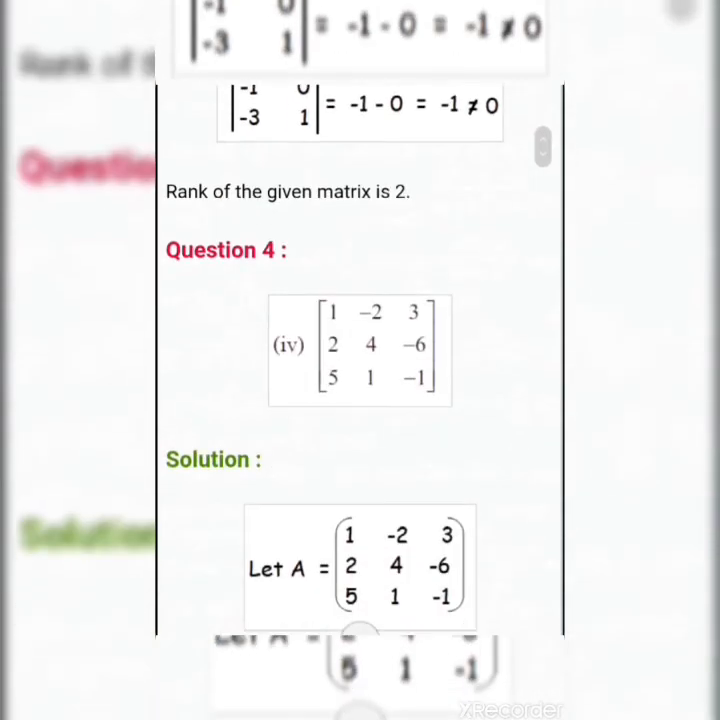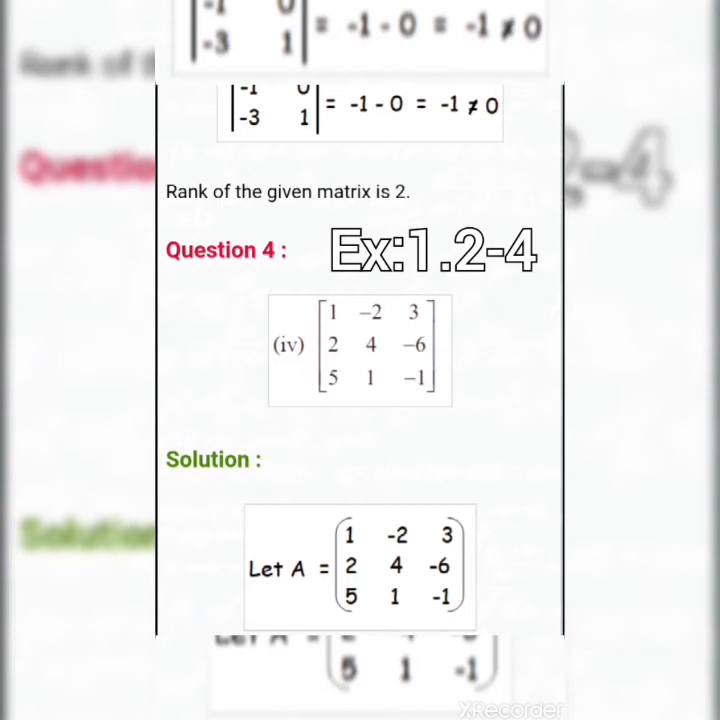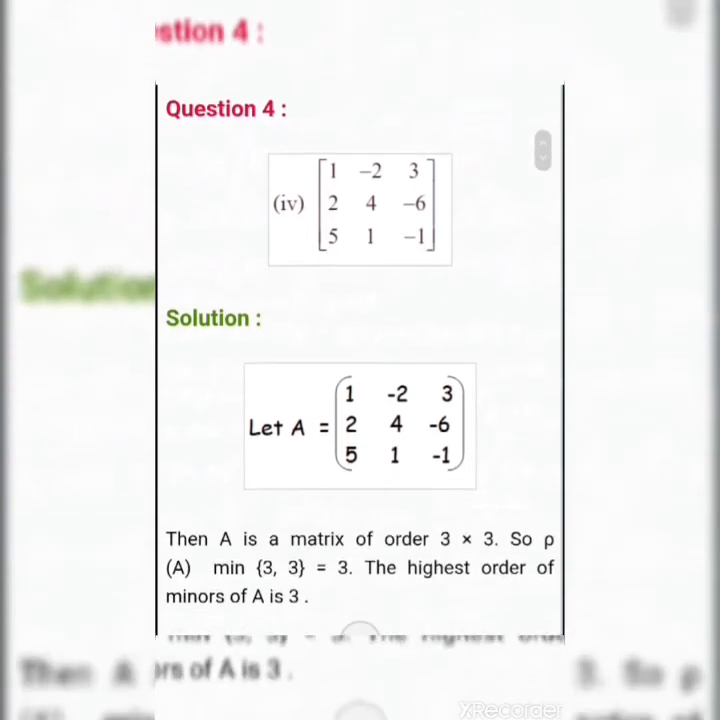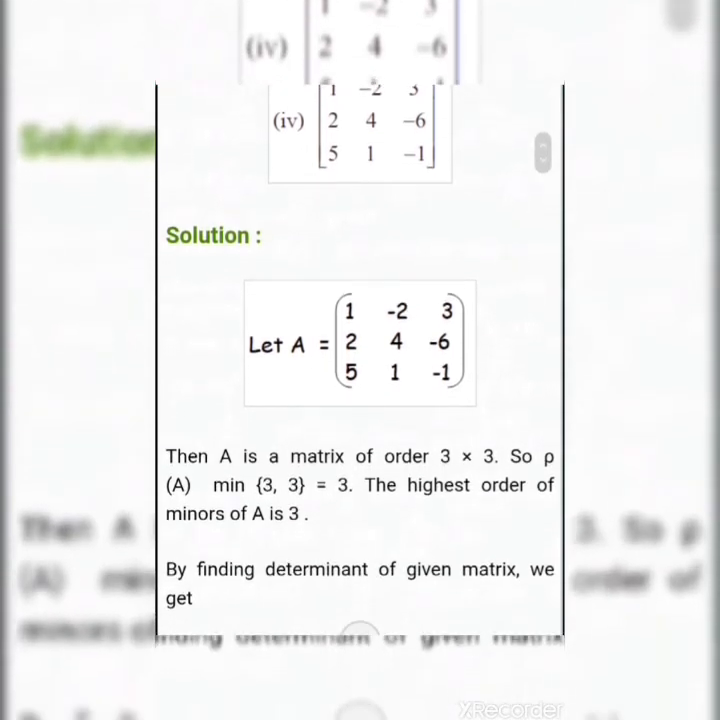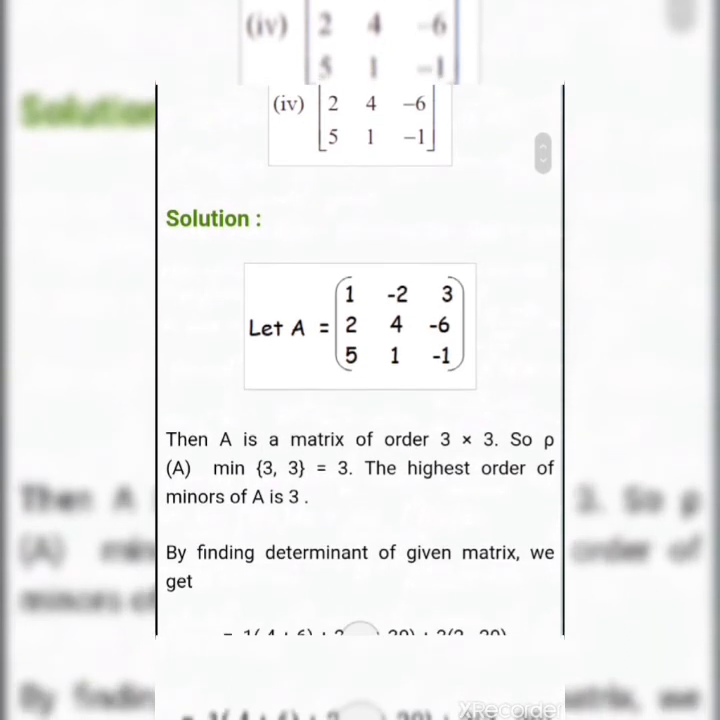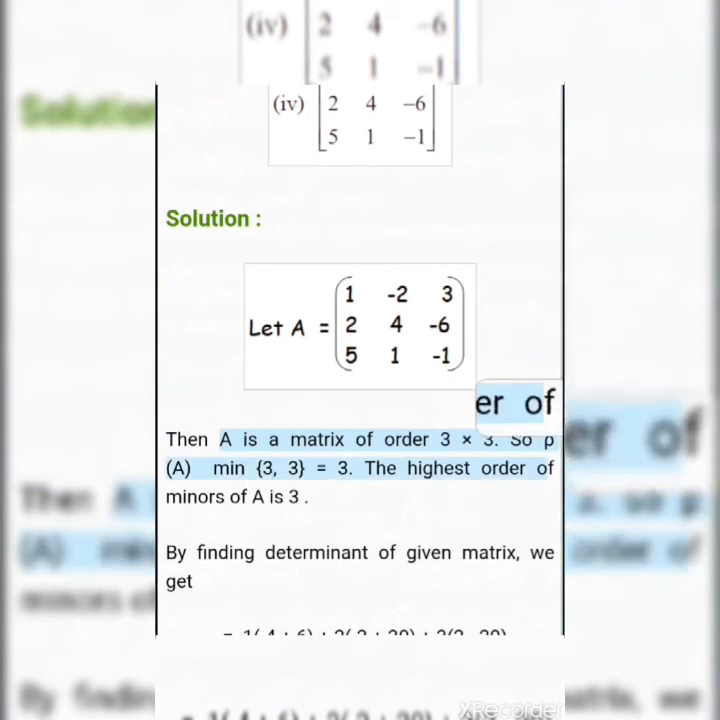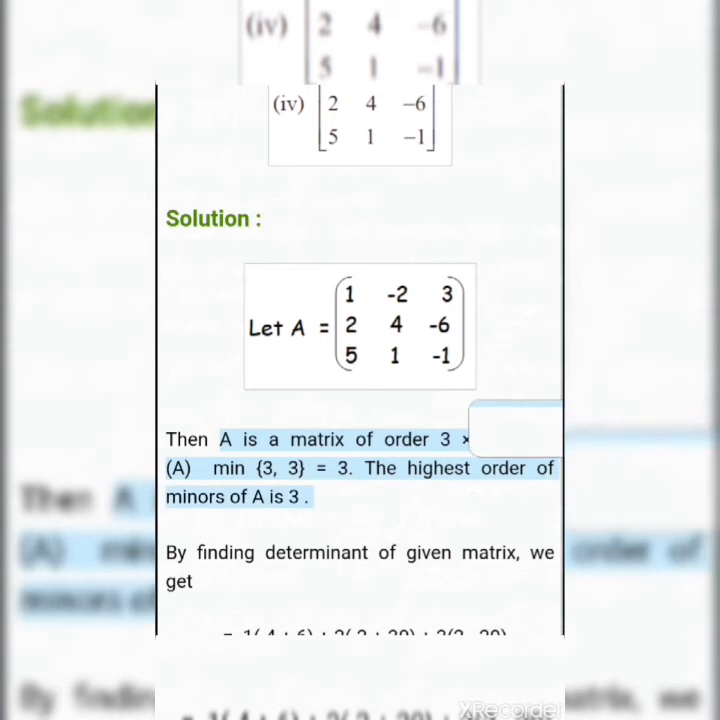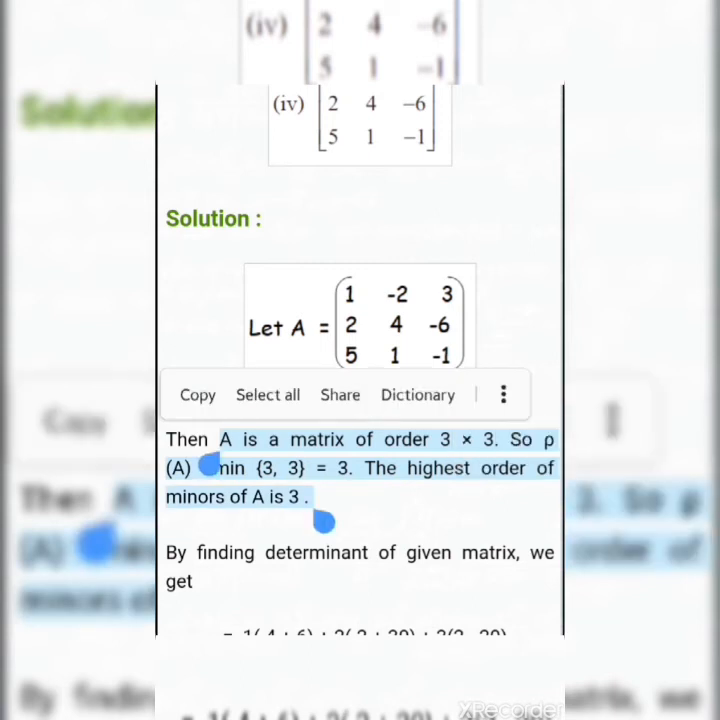So the rank of the given matrix is 2. Okay, the question number 4. The order of the matrix is 3 by 3: 1, minus 2, 3; 2, 4, minus 6; 5, 1, minus 1. Then A is a matrix of order 3 by 3. So the rank of A is minimum of 3 comma 3, which is 3. The highest order of the minor of A is 3.